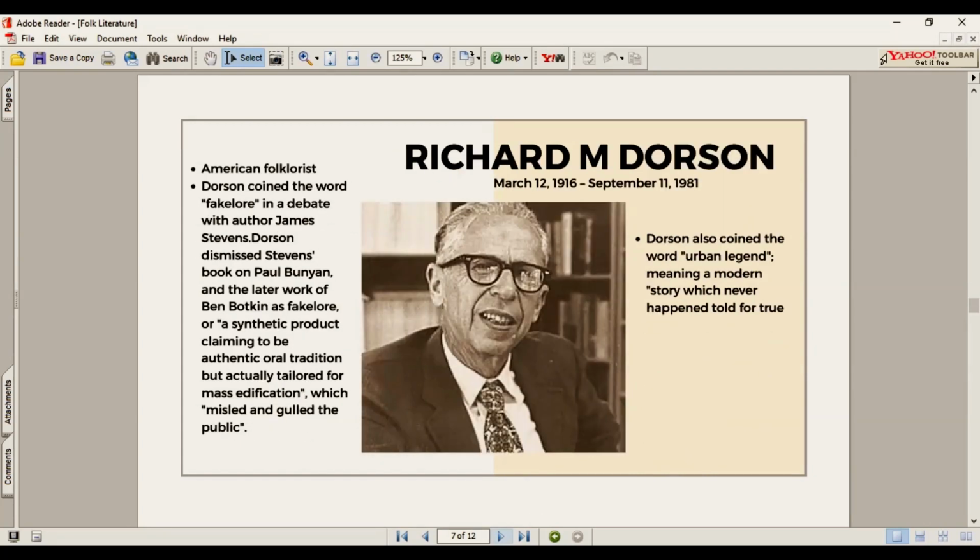Now we move on to Richard M. Dorson. He was also an American folklorist, and he coined the word fakelore. So, what is fakelore? One example which comes to my mind is Vishwakarma Puja in India. Especially in the eastern part of India, we celebrate Vishwakarma Puja, and that is according to the Gregorian calendar, which is generally not the case for any Hindu festival.